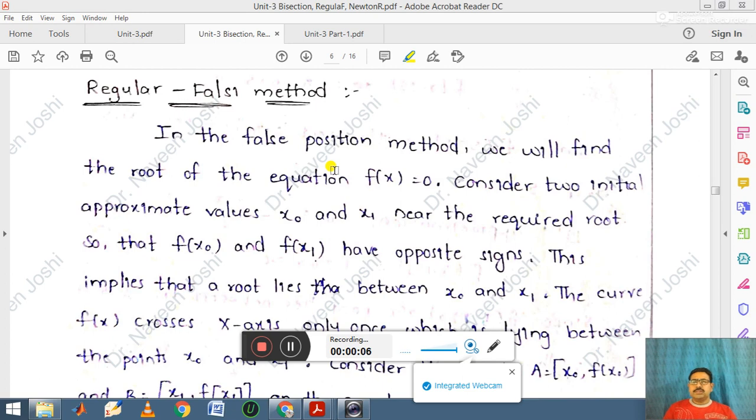Here I am going to discuss the Regula-Falsi method. The first method is the bisection method, which we already discussed in the previous video. If you compare the Regula-Falsi method with the bisection method, this is somewhat more accurate.